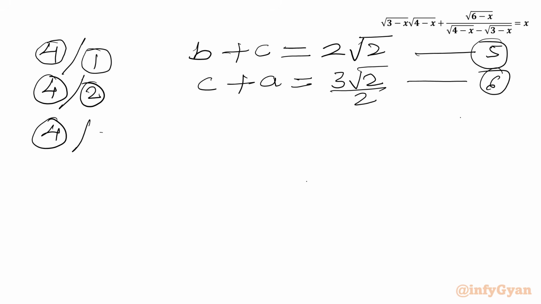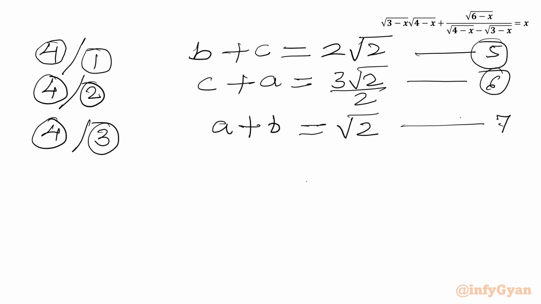Equation 4 divided by equation 3. We are going to get a plus b this time, and this will be equal to 6 root 2 over 6. The value will be root 2. Let's say this is equation number 7. Now we will add all the three, 5, 6 and 7.